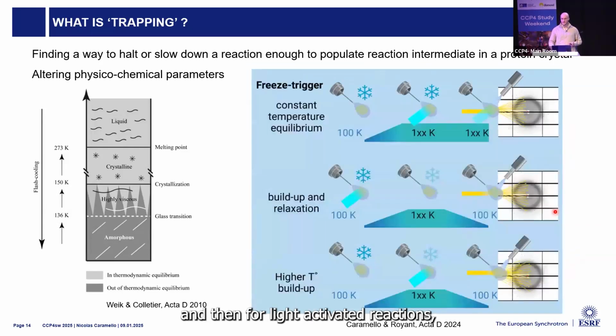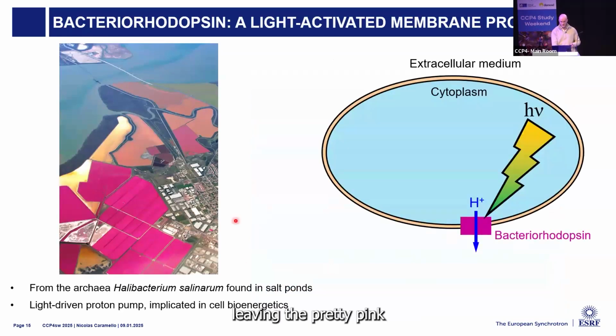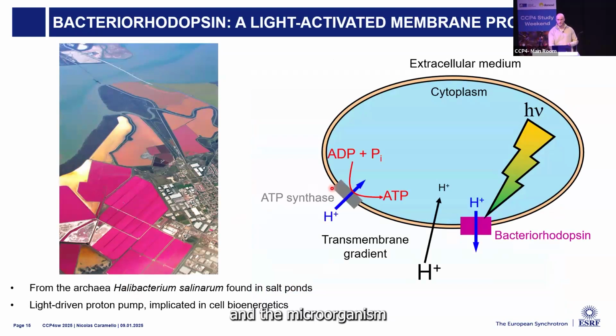And then for light activated reactions, you can do something even more elaborate and start the reaction at different temperatures, effectively allowing the system only to go up to a certain point. This is what I call the freeze trigger approach. A classical example of that is the bacteriorhodopsin. It's a proton pump from an archaea, giving the pretty pink color you can see in these lakes. It maintains a gradient of protons across the membrane, and the microorganism uses it to synthesize ATP.